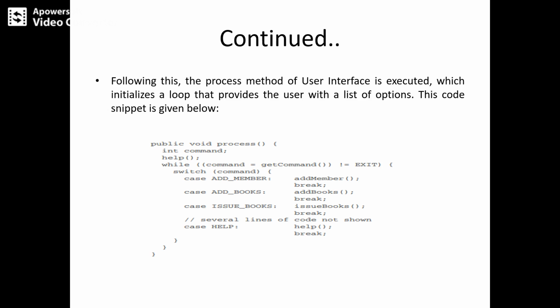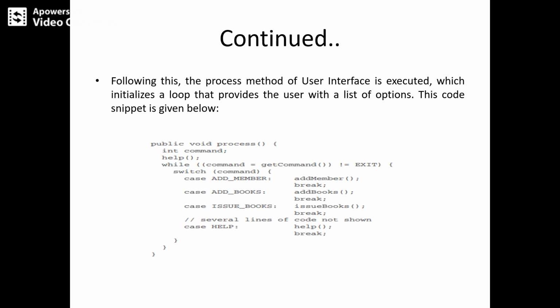because this is the public void process part. So one variable, command, we had taken, and another method we have taken is help. The help method always displays all the options we had seen. I told you the user interface menu we have taken is 0 to 13, where 0 is exit and 13 is help. So the help method displays all the options with corresponding numeric choices.